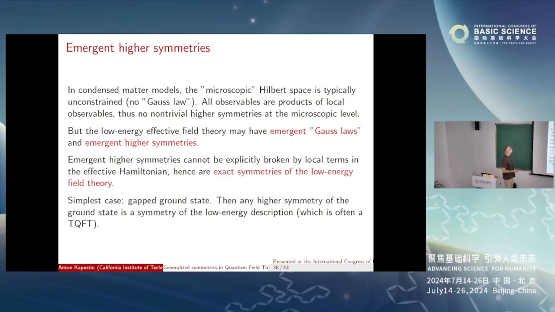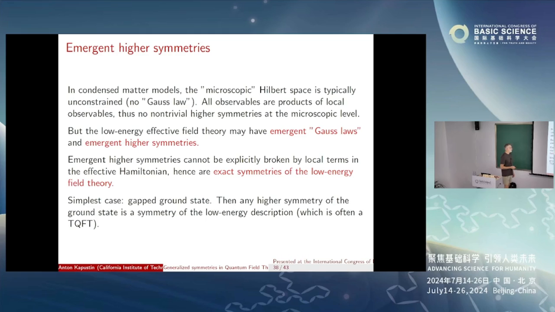Finally, I want to talk a little bit about emergent higher symmetries in condensed matter systems. In condensed matter models, you actually don't have macroscopic higher-form symmetries, because all observables are simply products of local observables. And local observables cannot be charged under the higher-form symmetry, so nothing non-trivial can happen. However, low energy effective field theory can have emergent Gauss laws and then emergent higher symmetries. That is, in an emergent effective field theory, you can have non-local observables, which are not simply products of local observables in the effective field theory.